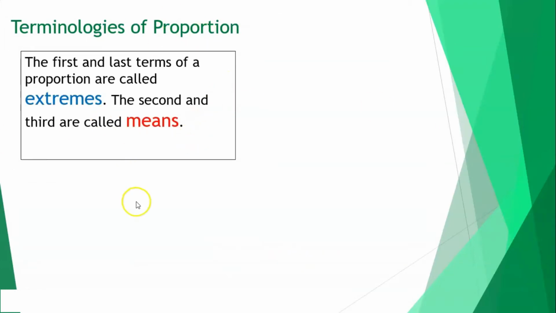Now, there are terminologies of proportions. The first and the last terms of a proportion are considered as the extremes, while the second and the third are called the means. So take note, proportions can be written this way or it could be written this way. So again, A and D are the extremes and B and C are considered as the means.